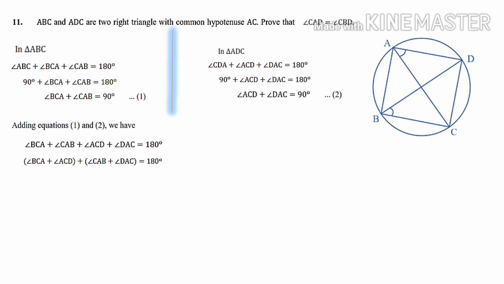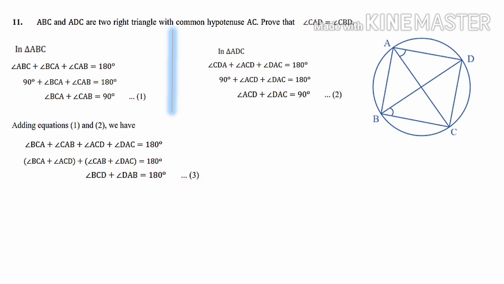Means if you group these two together by adding, you will get a common angle, that is angle A. So BCA, ACD together we can write BCD, plus CAB, DAC, these together we can write as DAB, is equal to 180. Label it as equation number 3.